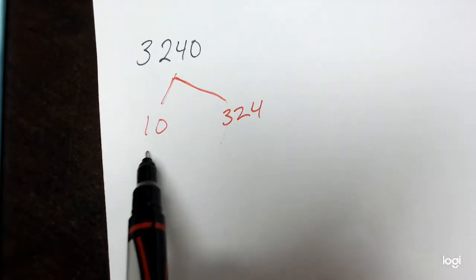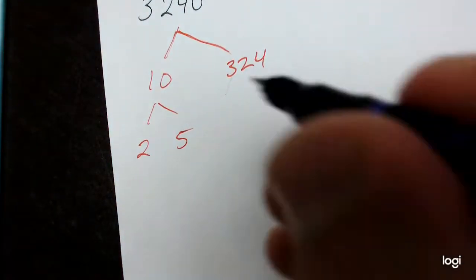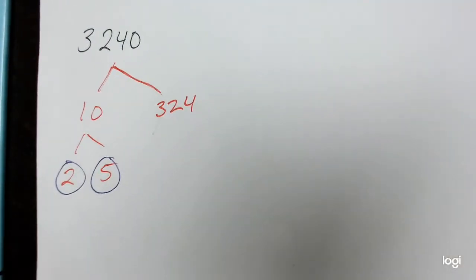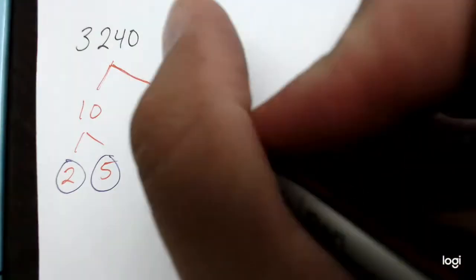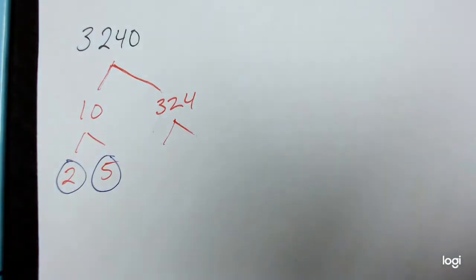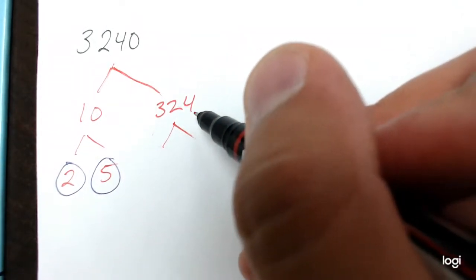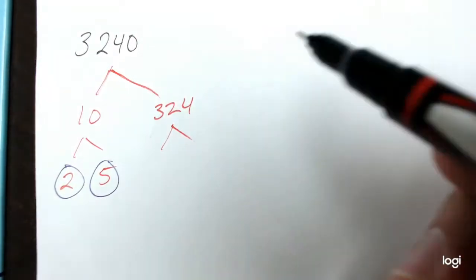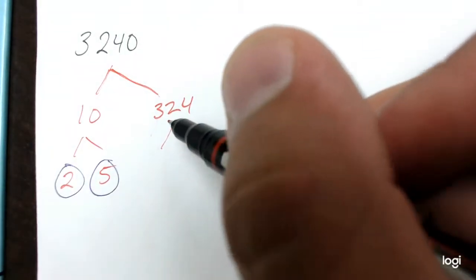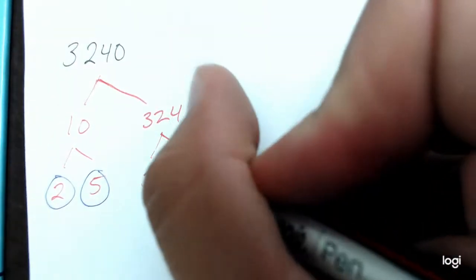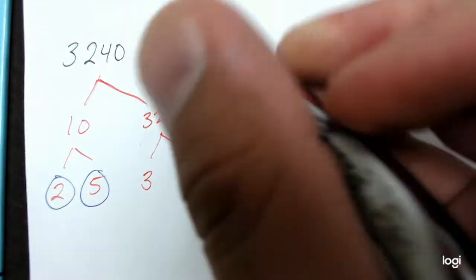Now that I've got 10 and 324, I know that 10 will factor into 2 and 5, and those are both prime, so I'm going to circle those so I don't forget about them. Now I have to factor the number 324. Okay, let's see. This is a tough one. Oh, hey, if I add 3, 2, and 4, 3 plus 2 is 5, plus 4 is 9. 9 is divisible by 3, so I know this can be divided by 3. So I'm going to have 3, and 3 goes into 324 one hundred eight times.